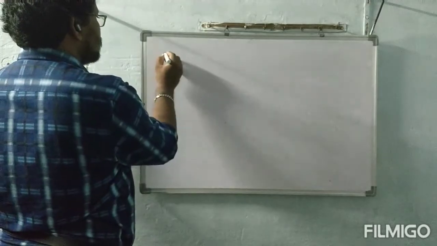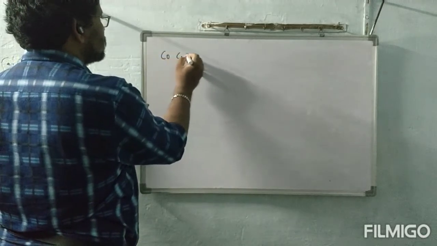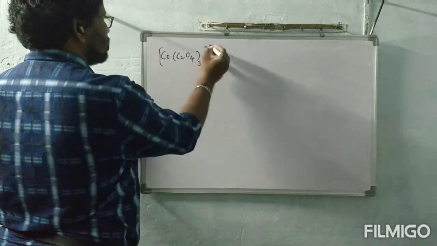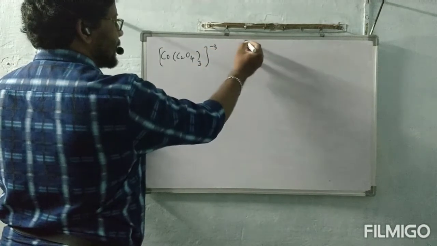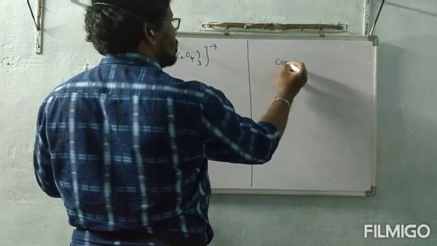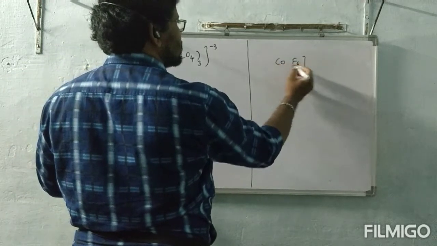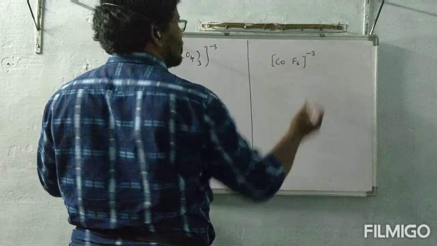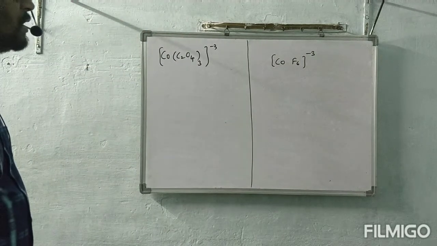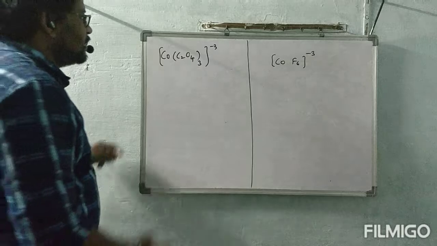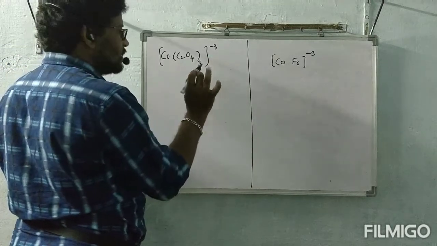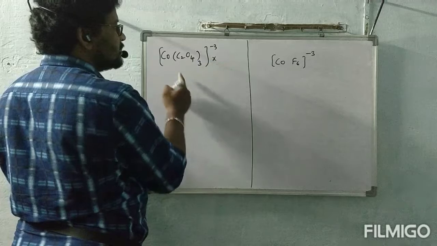Next one, Co(C2O4)3 3-, and CoF6 3-. Co(C2O4)3 3- and CoF6 3-. Okay, in this complex, the oxidation number of cobalt is plus 3, because let it be X.